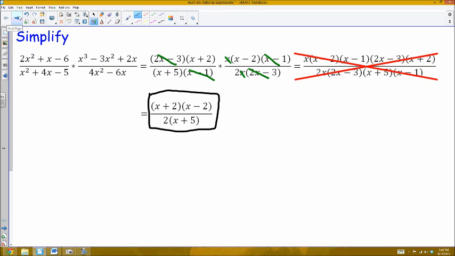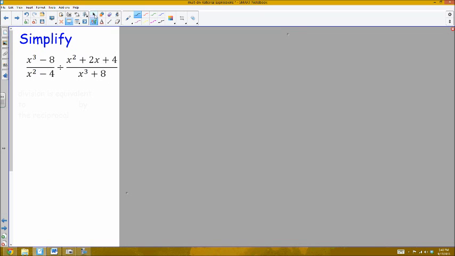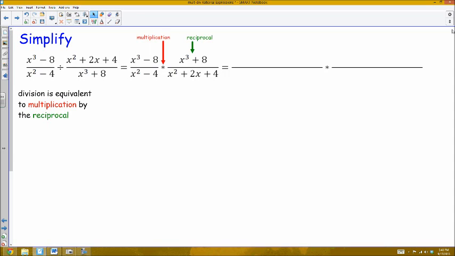Okay. The other type of operation we're going to look at is division. Now recall that when I have an expression like this, when I'm dividing two fractions, I don't really have any rules for that, but division itself just represents multiplication by the reciprocal. So rather than doing this division problem, I'm going to first rewrite it as multiplication by the reciprocal. So notice I've taken the reciprocal of this second fraction. The x cubed plus 8 has gone to the numerator. The x squared plus 2x plus 4 has gone to the denominator. So they've flipped around, reciprocated.